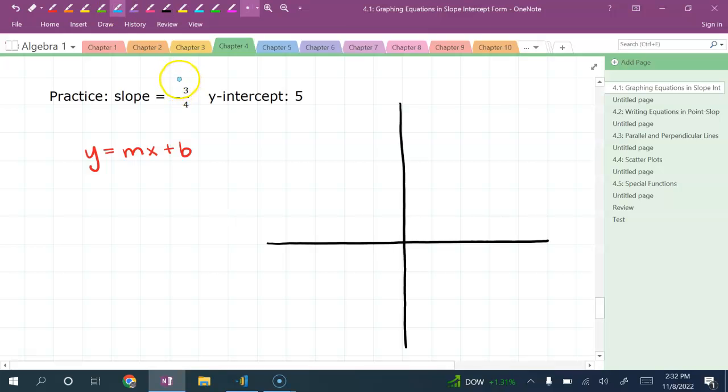So remember that negative 3/4 would be your m because that's the slope. The 5 would be your b because that's the y-intercept. So my equation should have said y equals negative 3/4 x plus 5. To graph it, you should have started by going up 1, 2, 3, 4, 5. And then your slope is down 3, right 4.